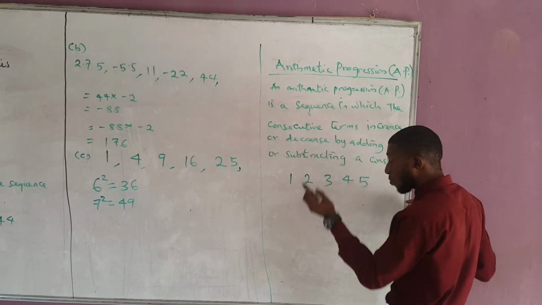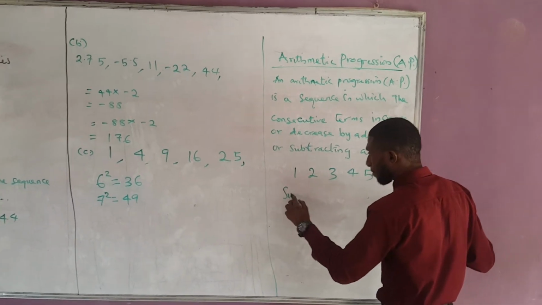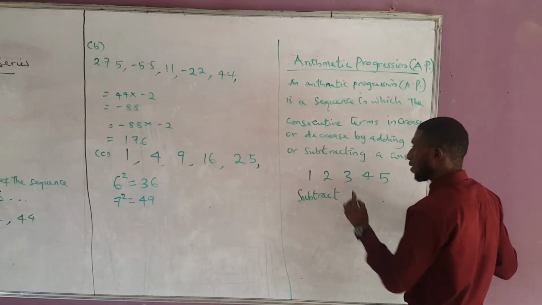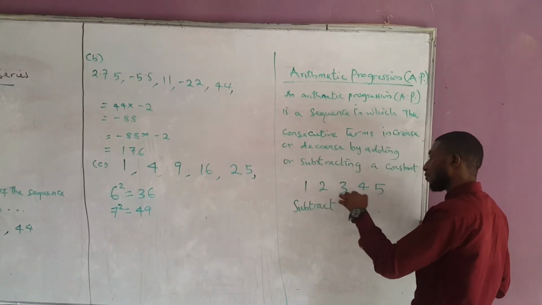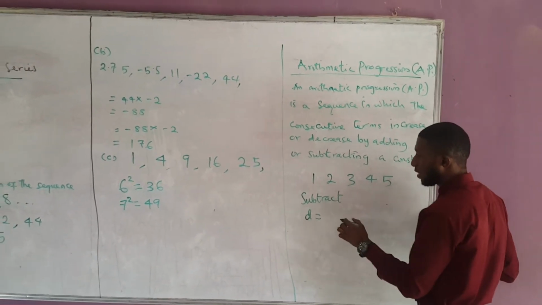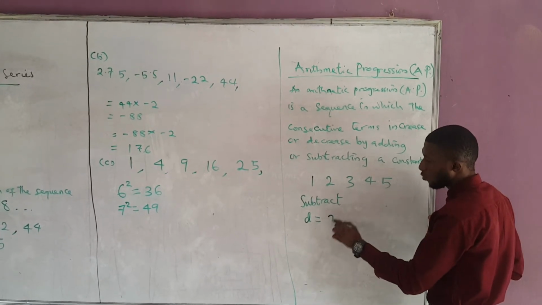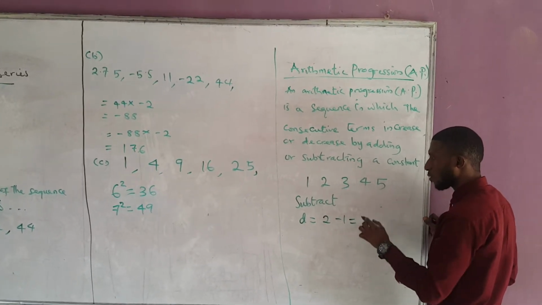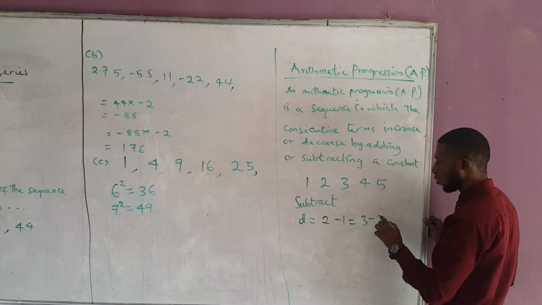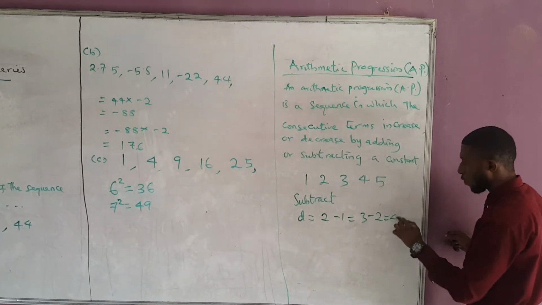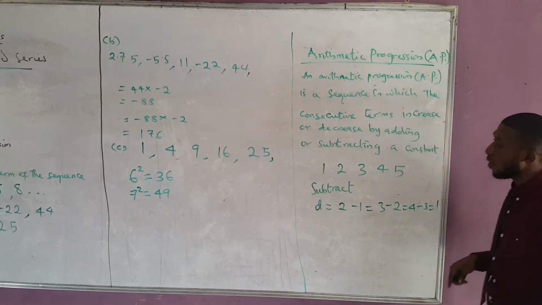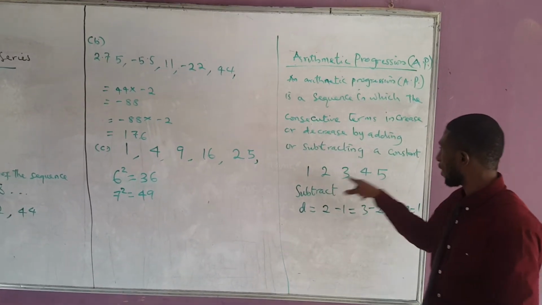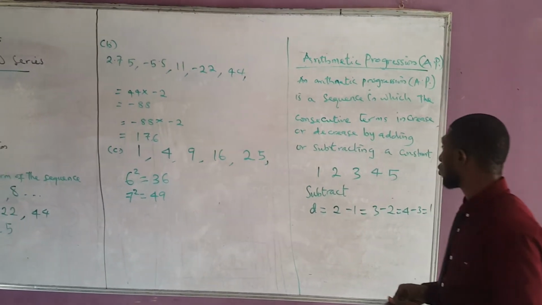Alright. To know the common difference, we subtract the first term from the second term, or the second from the third term. Then the common difference here is 2 minus 1, or we use 3 minus 2, or we use 4 minus 3, and so on and so forth. So we have 1 for each, or any of the terms we use to find the common difference.